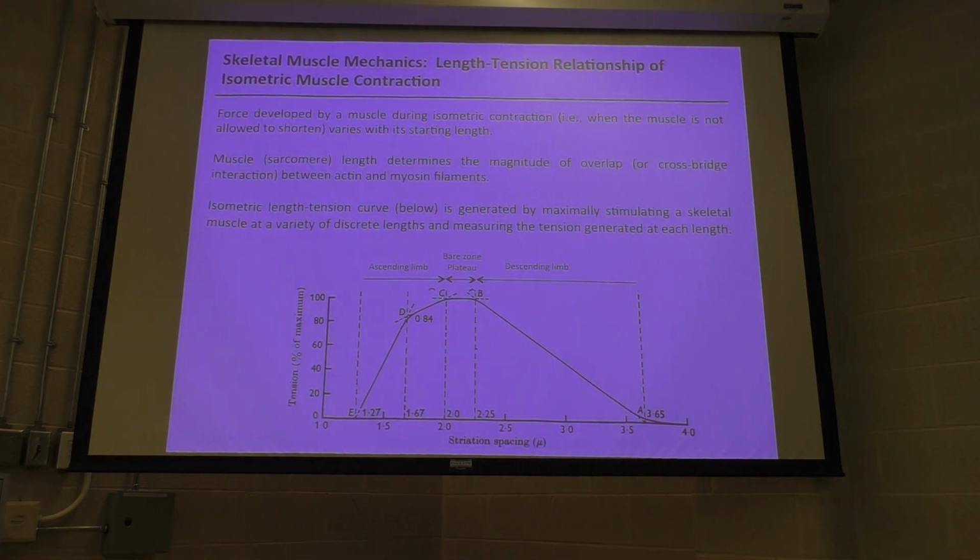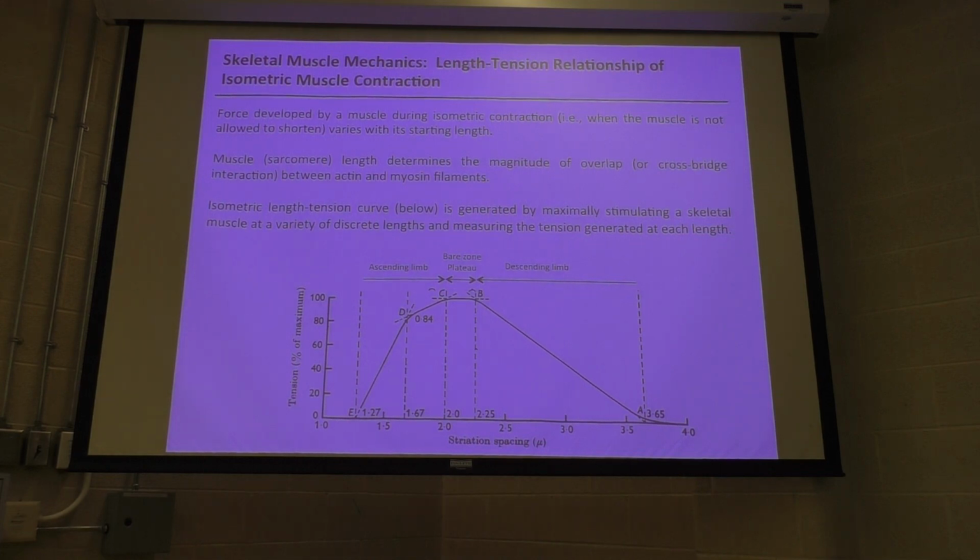So now we're going to talk about what the force looks like at each length of the sarcomere. What happens as this structure gets shorter, or in some cases longer, right? The length of the sarcomere determines the force output of the entire fiber.